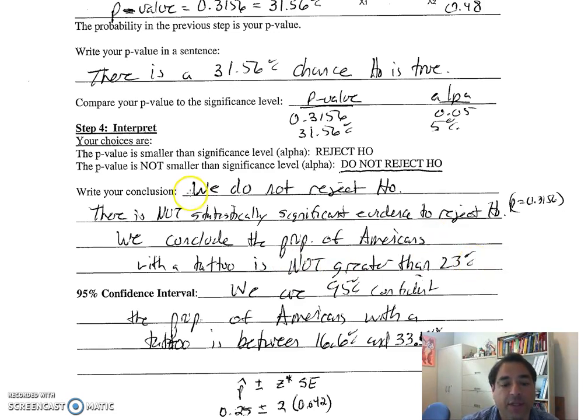So how to break this down? Sentence 1, either you do or do not reject. We do not reject. You can also say fail to reject. Then, is there enough evidence or not? There is not statistically significant evidence to reject H0. We cannot reject H0. It's kind of restating the first sentence. And then your conclusion goes back to HA. We conclude the proportion of Americans with a tattoo is, now it's either greater than 23 or not greater than 23. We were wrong. We could not reject H0, so it's not greater than 23%.